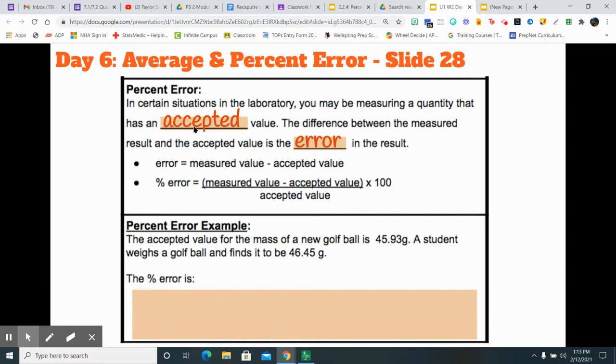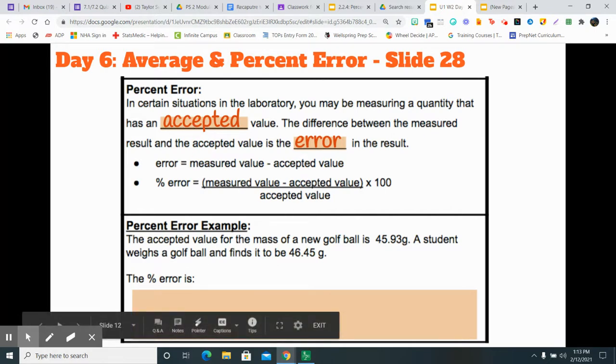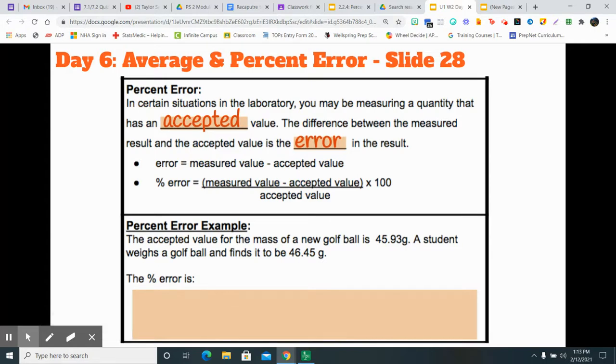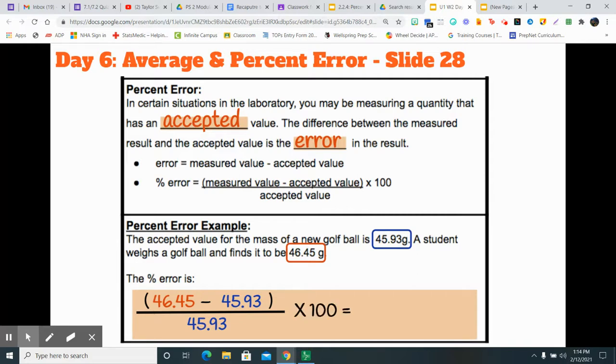To calculate that, we use this formula. Let's look at it with numbers. The accepted value for the mass of a new golf ball is 45.93 grams. A student weighs a golf ball and finds it to be 46.45. First, we take the difference of what we measured, which is the 46.45, and subtract the 45.93, which is the accepted result. Then we divide by that accepted result, so I can see how far off I was percentage-wise compared to what I should have gotten. And then to switch it to a percent, you multiply by 100.